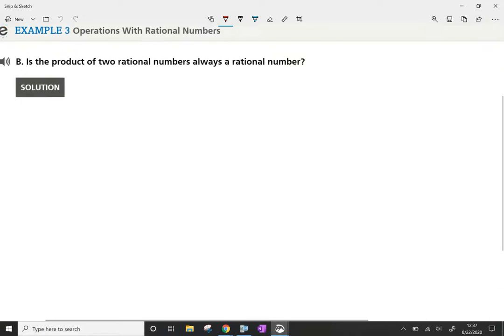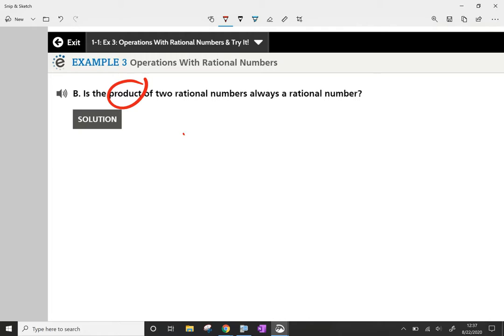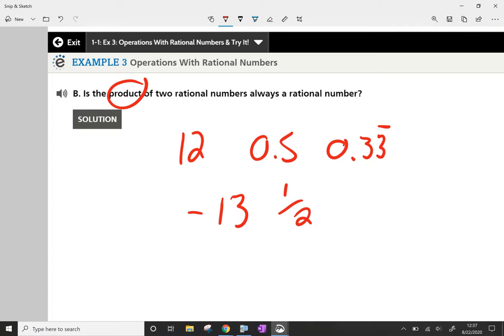So product means multiplying. Again, rational numbers can be 12, 0.5, 0.33 repeating, negative 13, 1/2, whatever. If you multiply these numbers together, are you still going to get a rational number? Well, let's think about an example, like 12 times 0.5. That is 6. So this is a rational number, 0.5 is a rational number, and it comes out to 6, which is also a rational number. So it works there. What about some other cases?